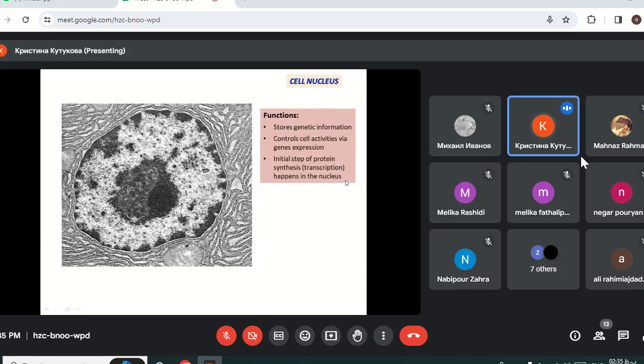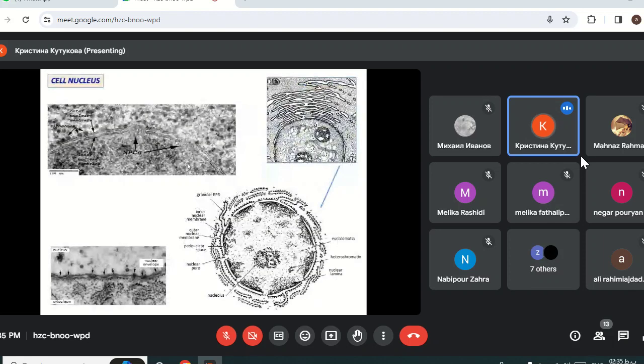And also inside the nucleus, initial step of protein synthesis happens. Protein synthesis includes transcription, which means that DNA is transcribed into informational RNA molecule, and this RNA molecule goes from nucleus then to cytoplasm, where ribosomes are attached to this RNA and start to produce protein, and this step will be called translation. So first step of protein synthesis is happening inside the nucleus.